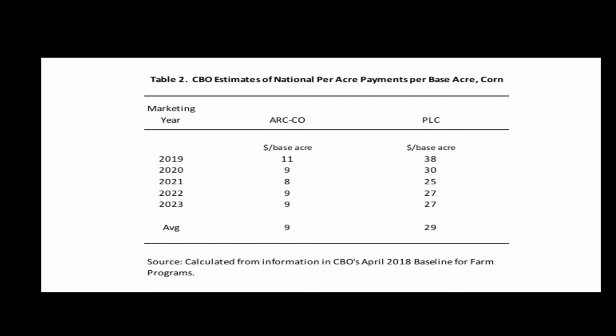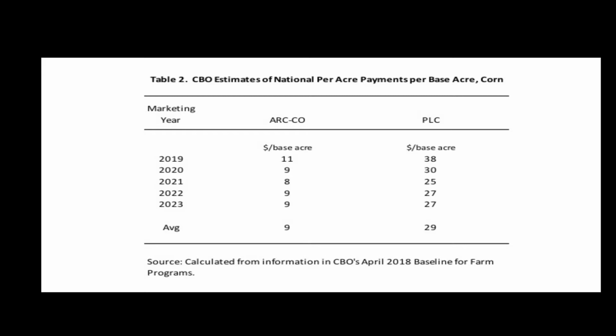So just as a simple example, ARC County's reference price is $3.70. You have to have a revenue below 86% of that. So take 86% of $3.70, and if the benchmark yield and actual yield equal each other, we would have to have a price close to $3.20 before we would trigger payments. And PLC would be making payments throughout that. So by these estimates, ARC County is expected to make payments of $9 over the projected price life of the Farm Bill from 2019 to 2023. That compares to $29 for PLC.